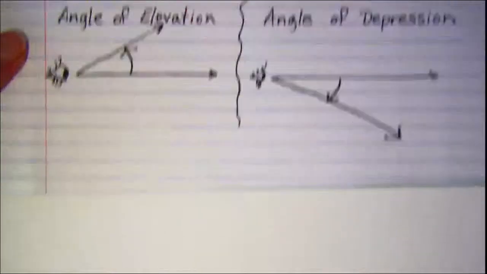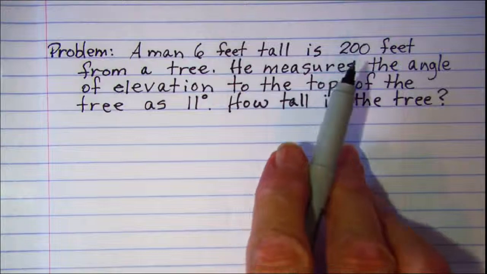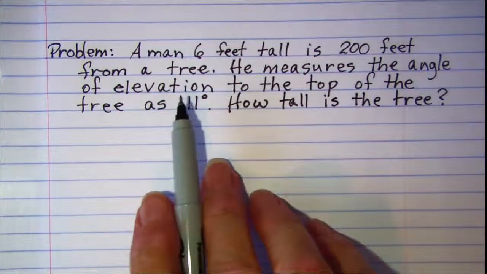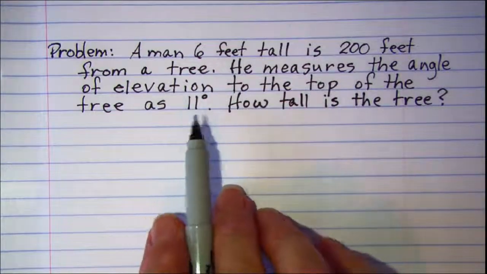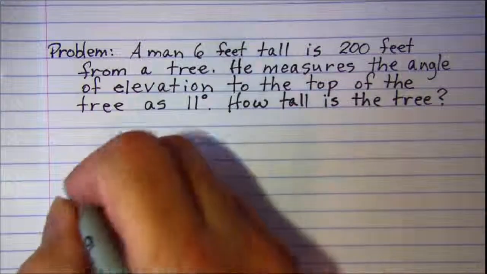So our first problem: a man 6 feet tall is 200 feet from a tree. He measures the angle of elevation to the top of the tree as 11 degrees. How tall is the tree? So let's draw a little sketch.